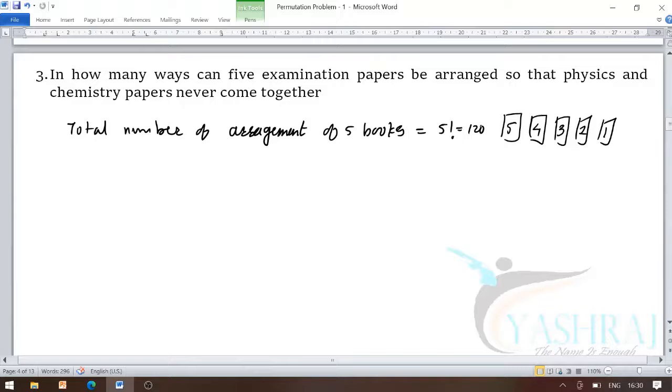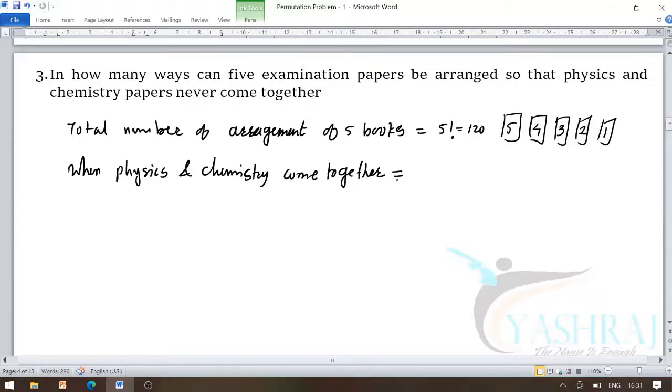So when we arrange the physics and chemistry books such that they come together, that is it.